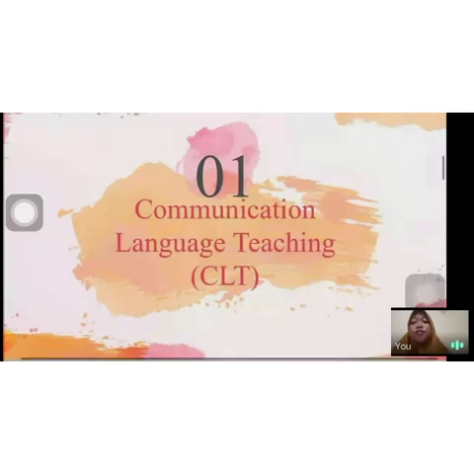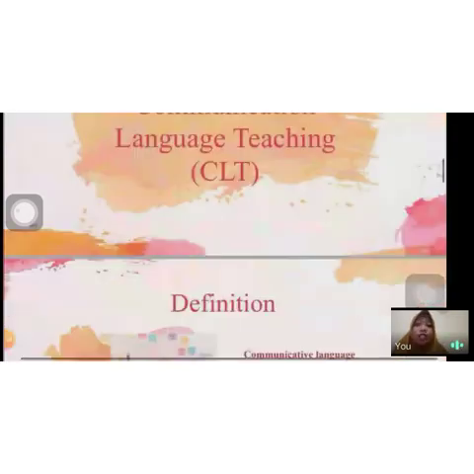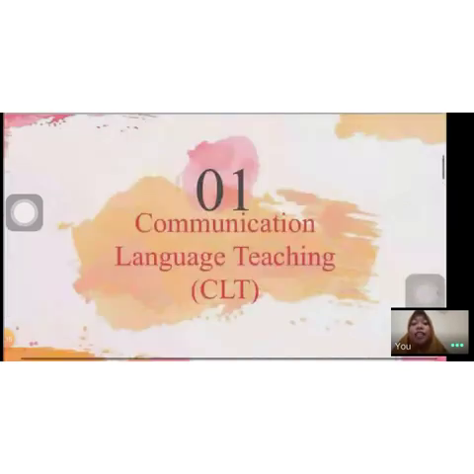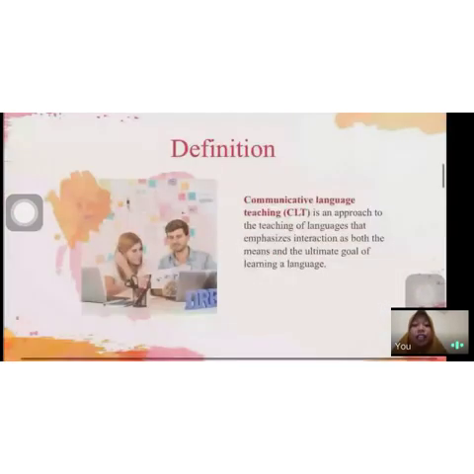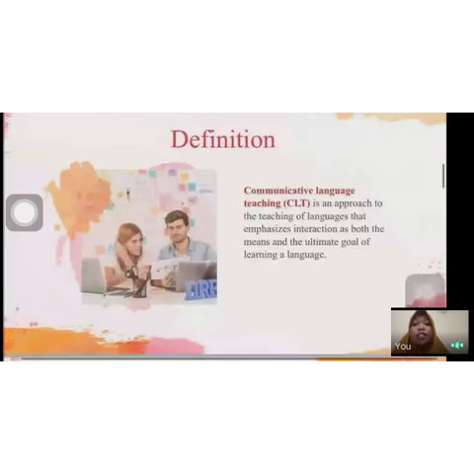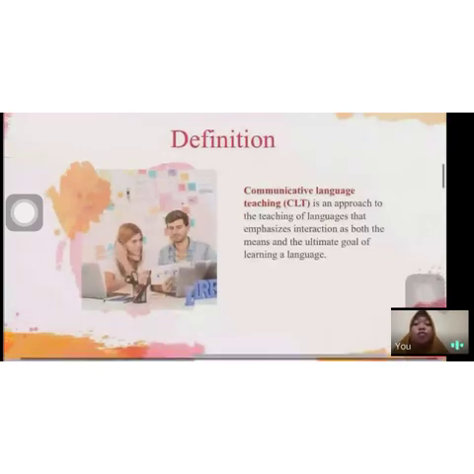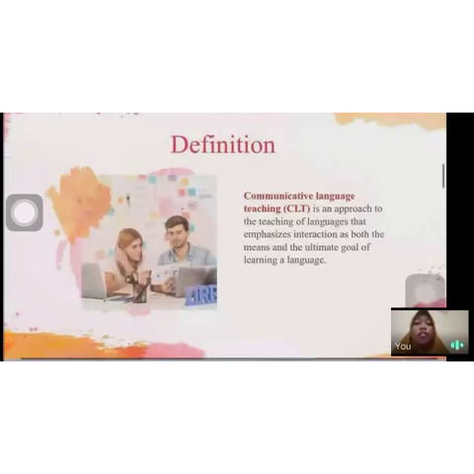Let's move to communication language teaching. Communicative language teaching or communication language teaching is an approach to the teaching of languages that emphasizes interaction and the ultimate goal of learning a language.